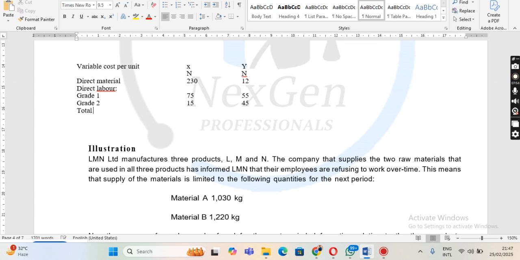Total, we need to work smart. So that's why I need to come to this part: variable cost per unit.